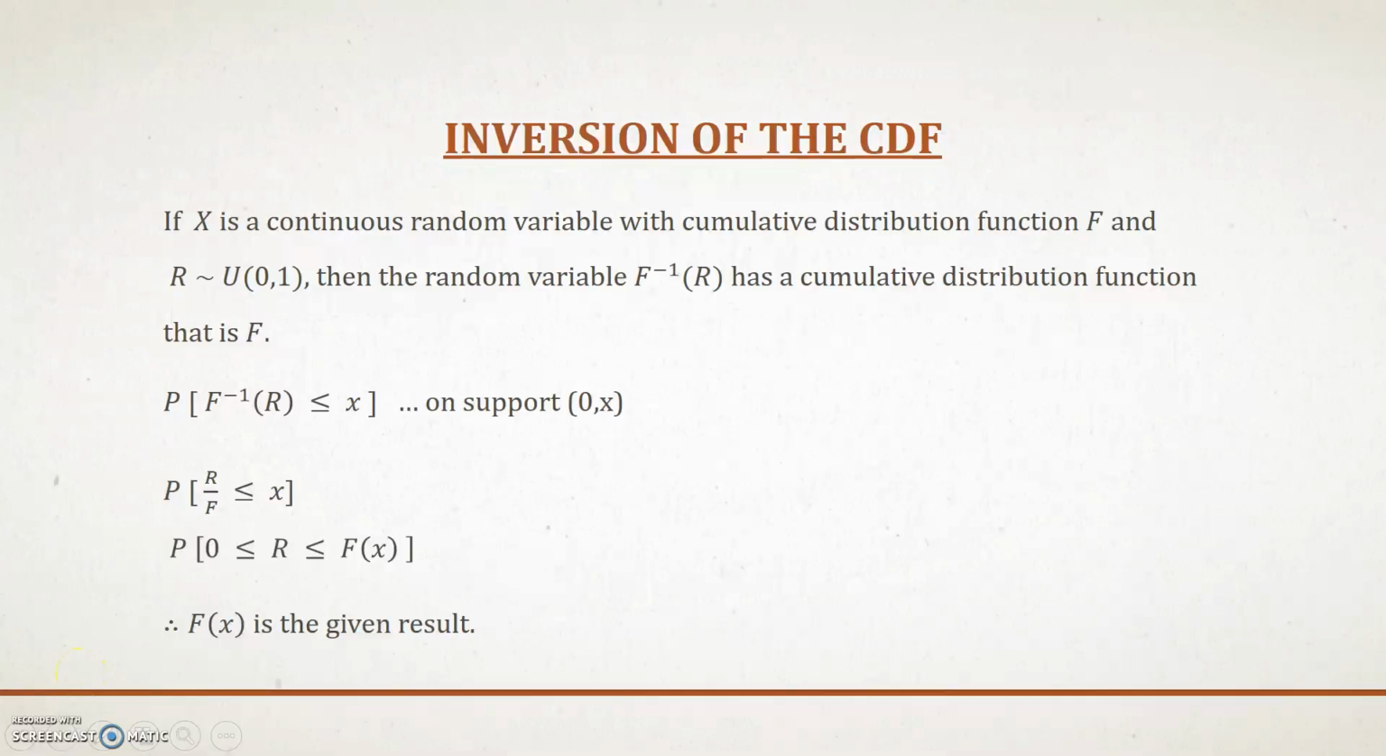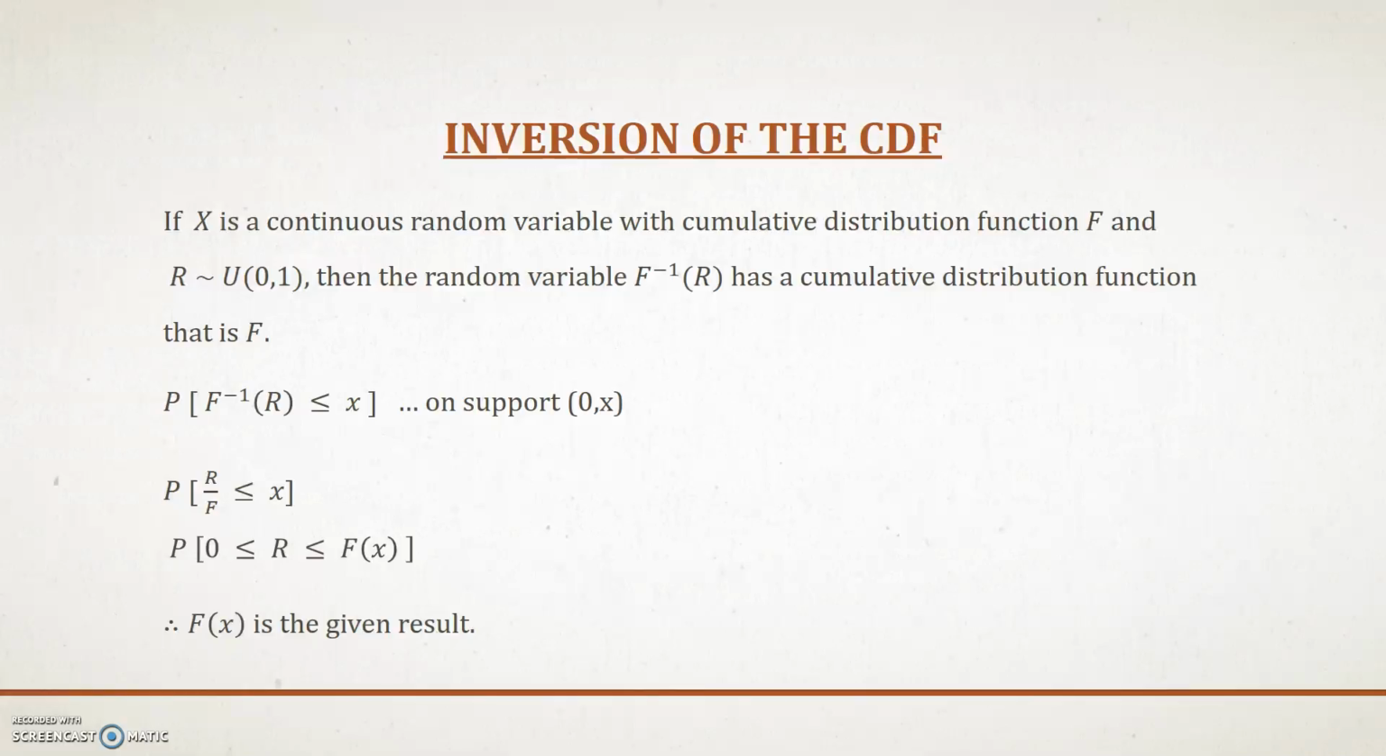Okay, so first we're going to look at the inversion of the CDF. Basically, if x is a continuous random variable with cumulative distribution function F, and R is U(0, 1), then we'll assume that the random variable F inverse of R has a cumulative distribution function that is equal to F. We'll use this example below: P(F inverse of R <= x) on support from 0 to x, where we let x denote any real value belonging to the support of F.